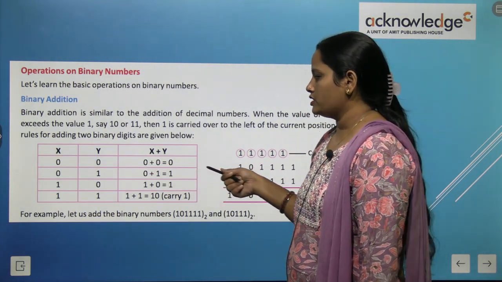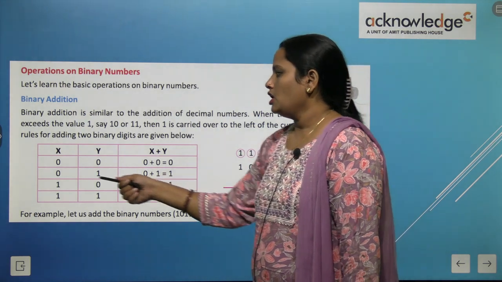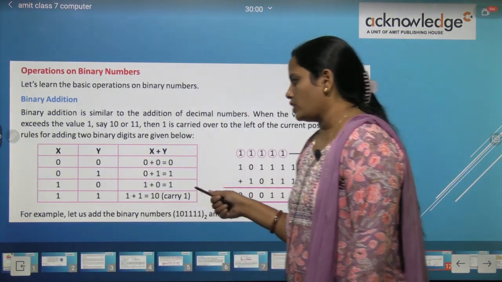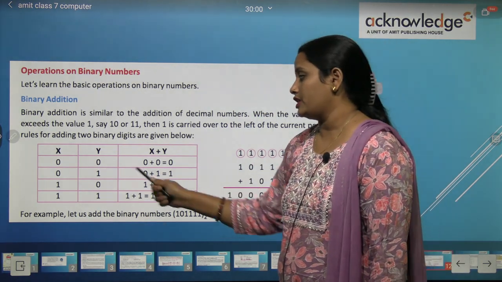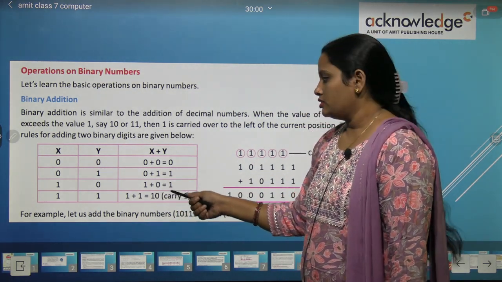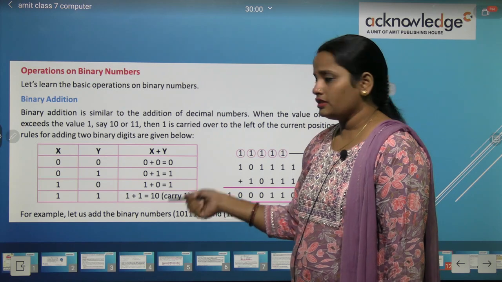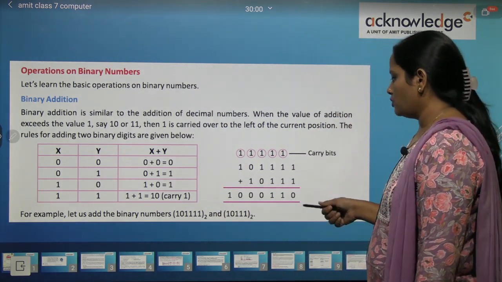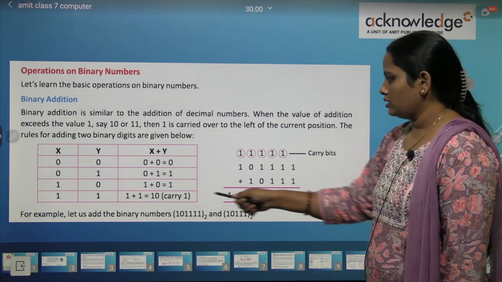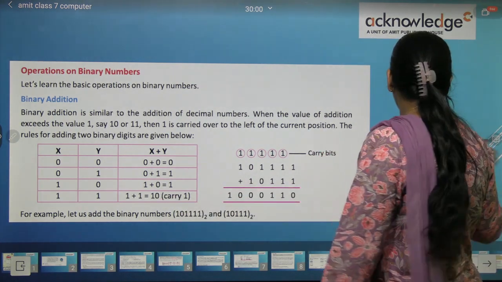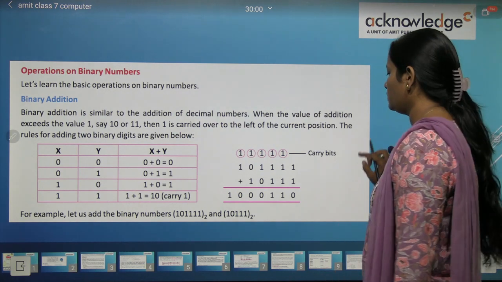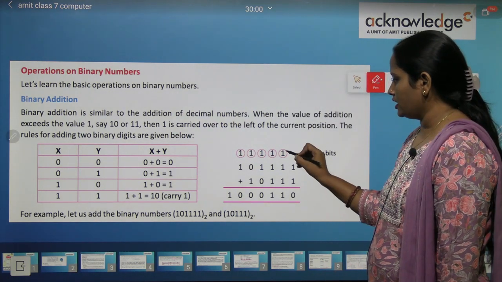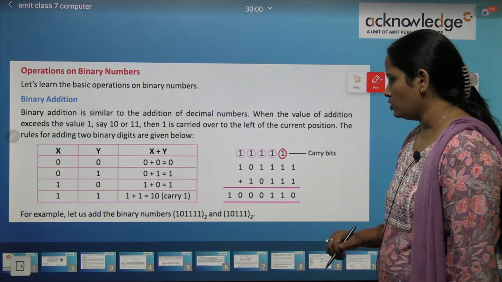So when we add 0 plus 0, we get 0. When we add 0 plus 1, we get 1. When we add 1 plus 0, we get 1. And when we add 1 plus 1, we get the answer 10. So here 0 will be written and 1 will be carried. Here is the example. So this is the number. We have added 1 plus 1 and what do we get? 10. So here we can see we get the answer 10. So 0 is written and 1 is carried over to here.